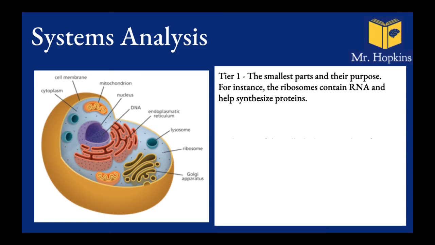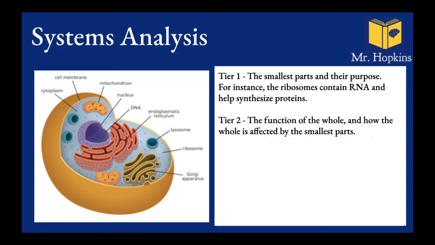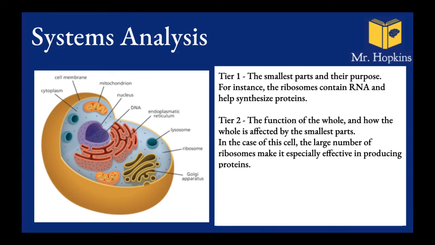So tier 1 is always the smallest parts of a whole and the effects of those things, their purpose. Tier 2 then is the function of the whole and how the whole is affected by the smallest parts. So in the case of this cell, the large number of the ribosomes make it especially effective at producing proteins. So I'm talking about the whole cell now. I've gone from talking about the ribosomes and their purpose, they contain RNA, they help synthesize proteins. Now I talk about the cell as a whole. It's a protein cell. It's effective at producing proteins.